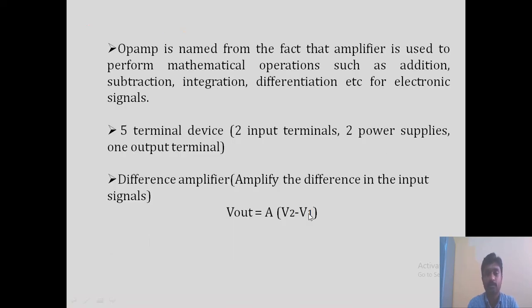That's why a general expression can be written as V0 is equal to A times (V2 minus V1). What is A here? A is the gain of the amplifier. A is the gain into V2 minus V1, that is the difference. This is how we can define Opamp. Opamp is a difference amplifier. It is going to amplify the difference in the input signals with a gain of A.